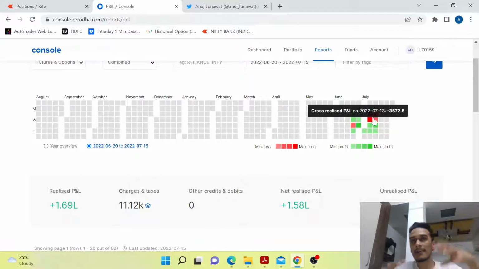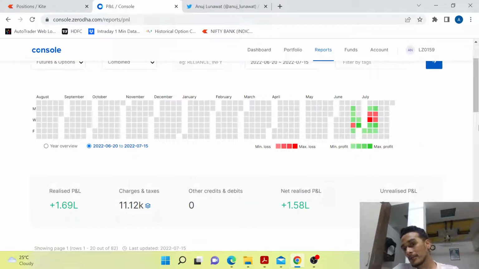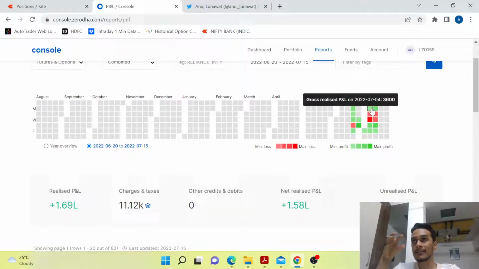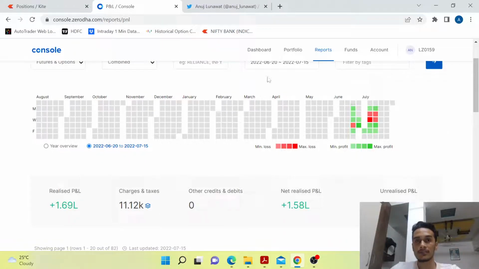Thankfully I've not experienced my worst day till now, at least in the last 1 month. But what you have to understand is, even if you're right 50% of the times, you make a lot of money if you have proper risk management and the risk reward is very much in place.